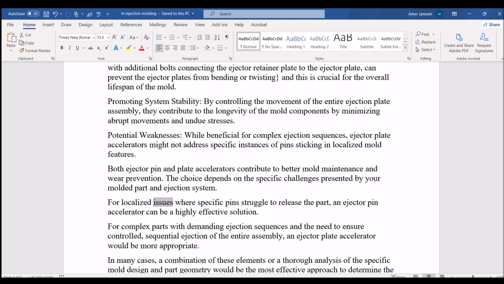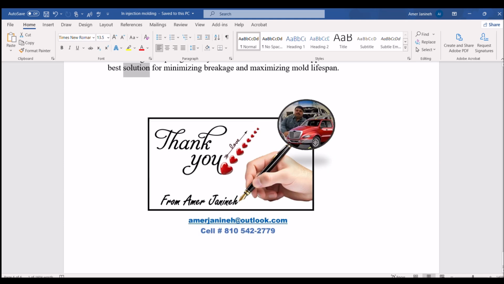For localized issues where specific pins struggle to release the part, an ejector pin accelerator can be a highly effective solution. For complex parts with demanding ejection sequences and the need to ensure controlled, sequential ejection of the entire assembly, an ejector plate accelerator would be more appropriate. In many cases, a combination of these elements or a thorough analysis of the specific mold design and part geometry would be the most effective approach to determine the best solution for minimizing breakage and maximizing mold lifespan.